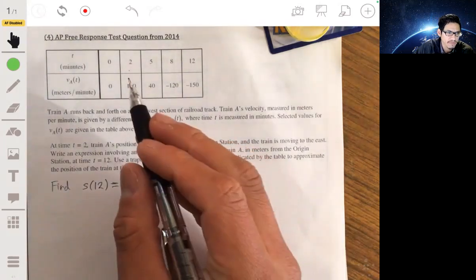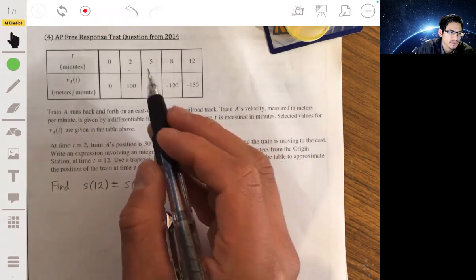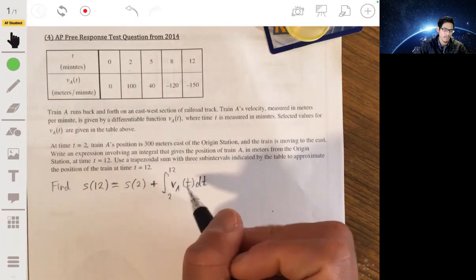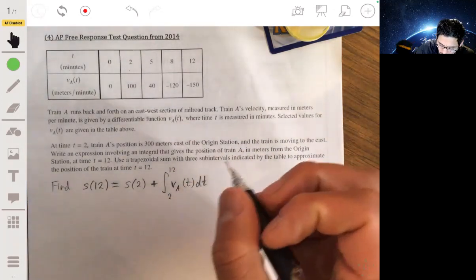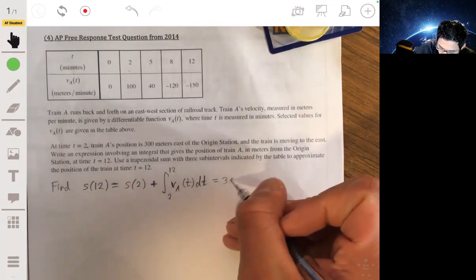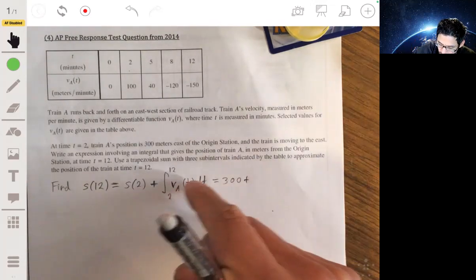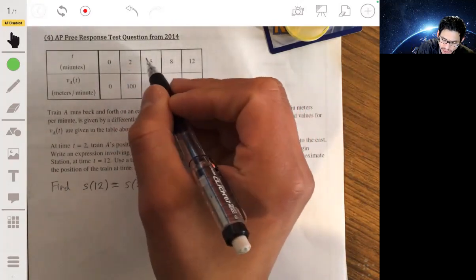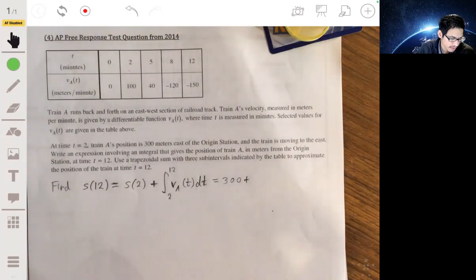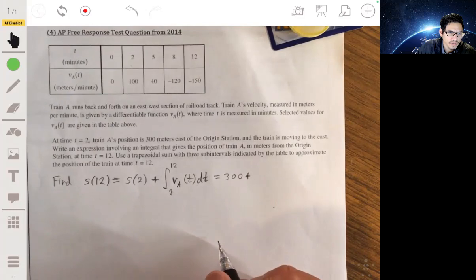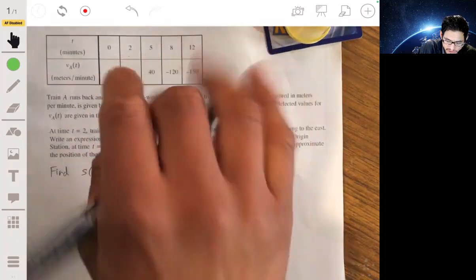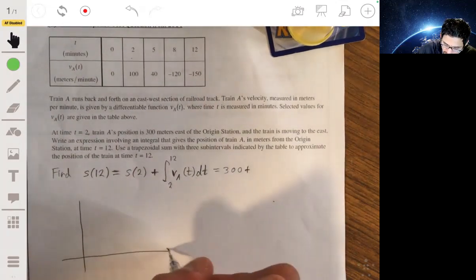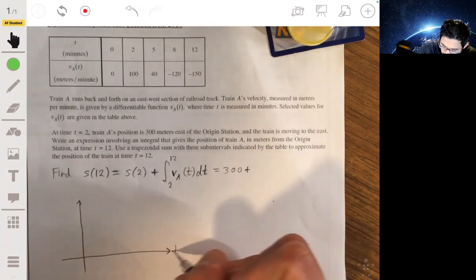Now, we don't have the equation for the function, so we're going to use a trapezoidal sum approximation to get an idea of what this would equal. So this will be 300 plus these trapezoids. Let me draw a picture of this. I like drawing pictures, and you should too, because it lets you understand much more easily what's going on. So let's draw a graph, t and v.